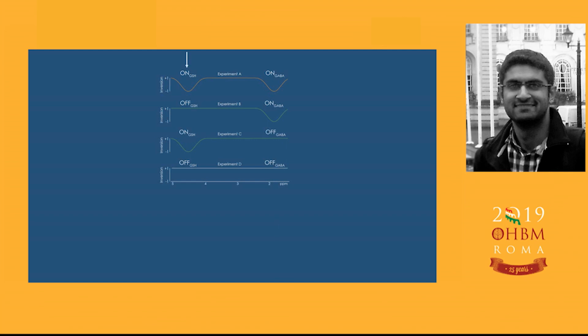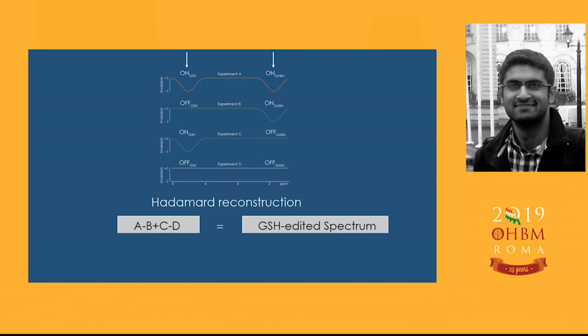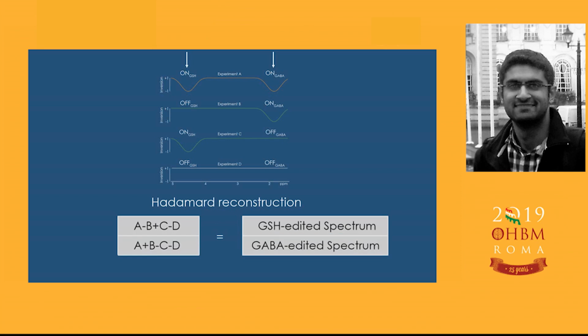So again, you repeat the same steps you did for MEGA-PRESS. For glutathione, you take all the ons minus all the offs. And for GABA, again, you take all the ons minus all the offs. And this is where you apply the Hadamard reconstruction. Hadamard reconstruction involving A minus B plus C minus D gives you the glutathione edited spectrum. Reconstruction involving A plus B minus C minus D gives you the GABA edited spectrum. And now Hadamard encoding and reconstruction gives the technique its name, Hadamard encoding and reconstruction of mega-edited spectroscopy, or in short, HERMES.